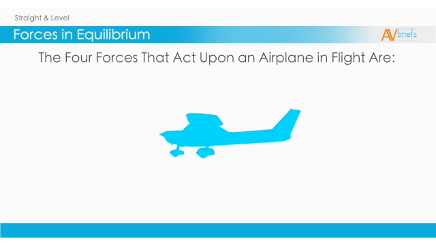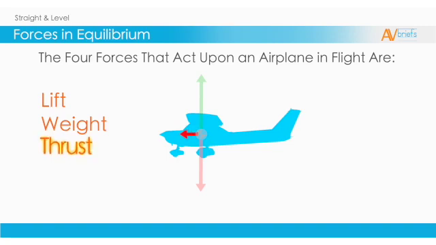Now that we are sure of what we are discussing, let's look again at the 4 forces that act upon an airplane in flight. We have lift, acting upwards. Opposing that, is weight, acting earthward. Thrust, is acting forward. Drag, is acting rearward.